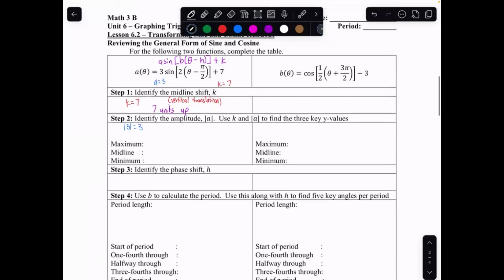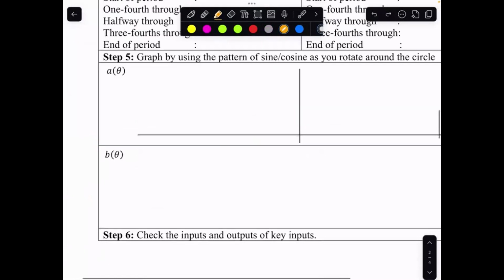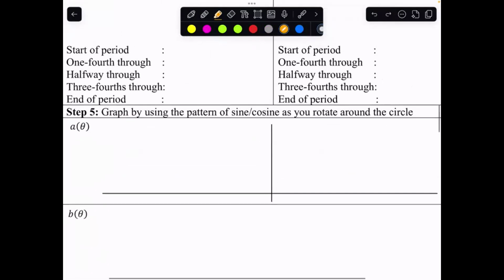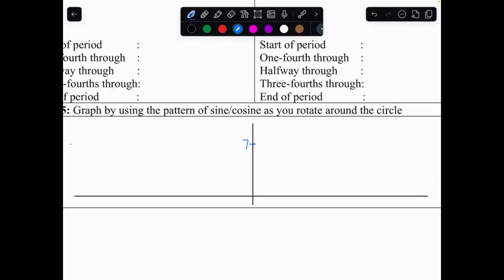Just from step 1, the fact that the midline shift was 7 units upward tells me the new midline. Typically, the midline is at y equals 0. If it gets shifted 7 units up, now it's at y equals 7. So we'll mark 7 as a y value. Again, you don't need to count up to 7, just jump to 7. Let's draw in a dashed, horizontal midline that goes through it.